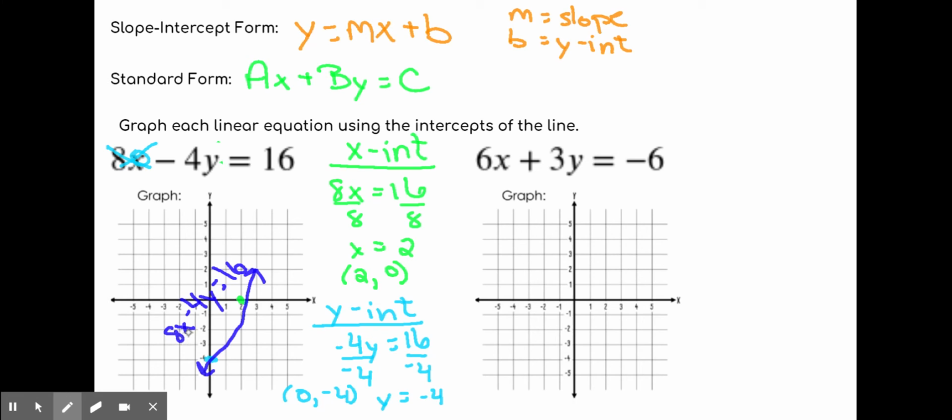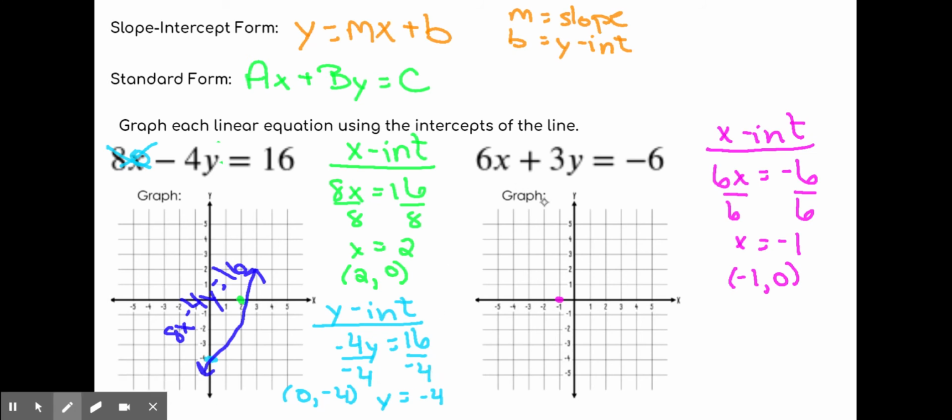Okay? All right. So my next one is 6x plus 3y equals negative 6. I want you to find the x-intercept of this line. Okay, so when I'm finding the x-intercept, y is 0, so this would be 3 times 0, which is 0, and I'd be left with 6x equals negative 6. I divide both sides by 6 and get x equals negative 1. So negative 1, 0 should be your x-intercept. If that's not what you got, fix it so that you have it correct, okay?